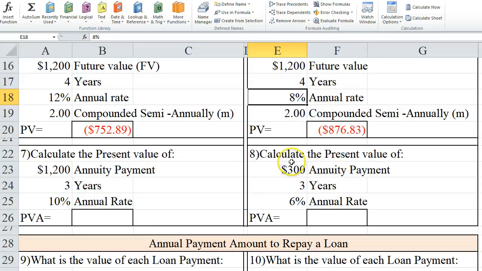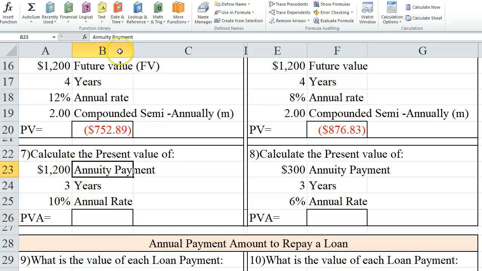Okay, so let's move on to annuity. Here we have: calculate the present value of a $1,200 annuity payment for 3 years at 10%. So if someone's going to pay you $1,200 a year for 3 years, what's that worth in today's terms? Well, $1,200 times 3 is $3,600, but that's not what it's worth today, because you're getting some of this money in the future and it's going to be discounted at a 10% level.